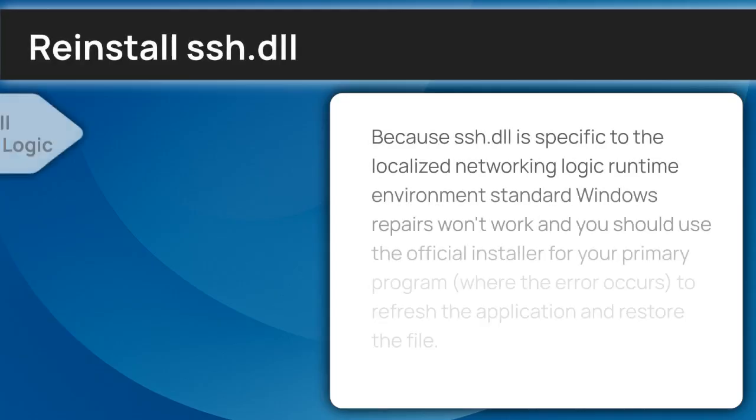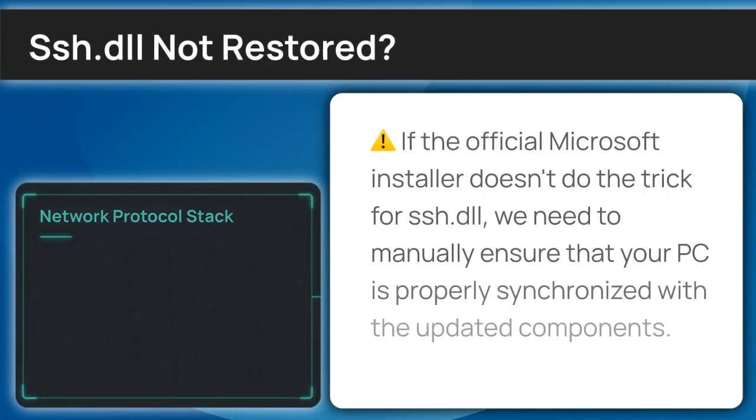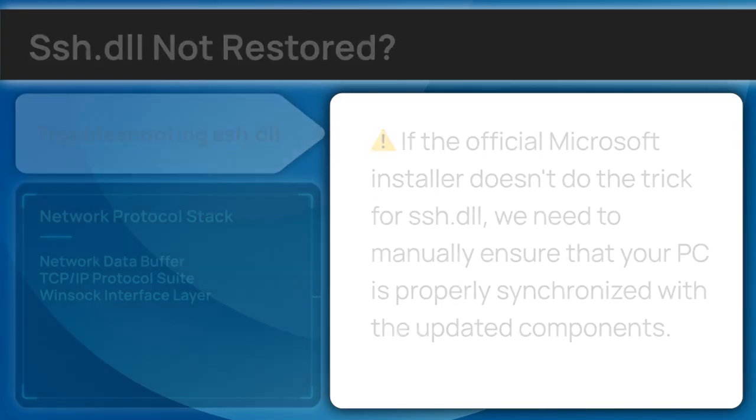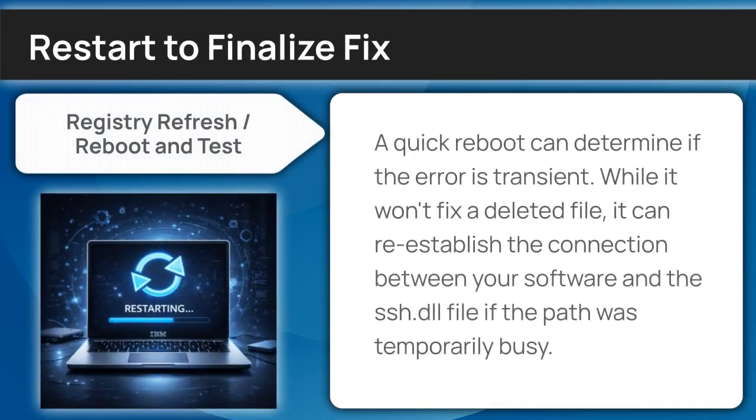Because SSH Library DLL is specific to the Localized Networking Logic Runtime Environment standard, Windows repairs won't work, and you should use the official installer for your primary program where the error occurs to refresh the application and restore the file. In the event the error remains visible, it indicates we need to verify the environment's ability to register new shared resources. If your system has been running for an extended period, a reboot might be necessary to resync your background processes and clear any temporary locks on the SSH library file.